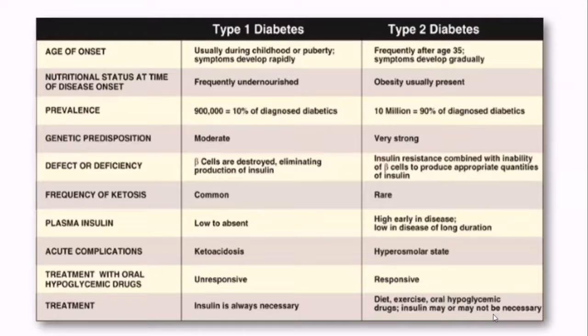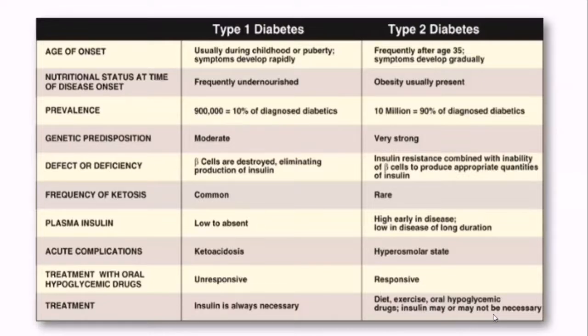Usually type 1 diabetes is seen during childhood or puberty, and the symptoms develop rapidly, whereas type 2 diabetes is a disease of middle age or old age, usually seen after the age of 35 years, and symptoms are usually not acute. That means they develop gradually. Next, nutritional status at the time of disease onset: in type 1 diabetes, patients are frequently undernourished, and in type 2 diabetes, overweight is usually present, like obesity.